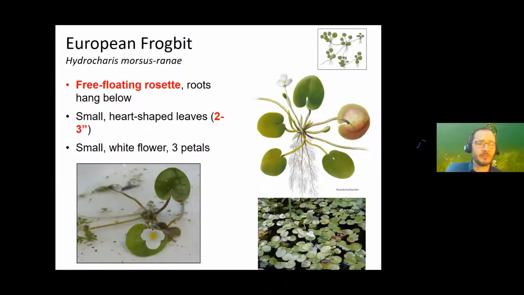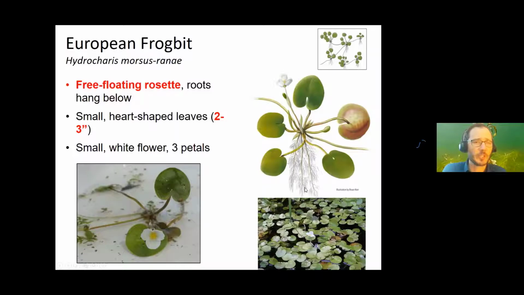So this is how you identify frogbit. What's nice is it is a free floating plant. And what I mean by free floating, rosette. A rosette is referring to all the leaves and all the stems and all the roots coming from one spot. So all the leaves connect to right here. And it's free floating, so the roots dangle below.